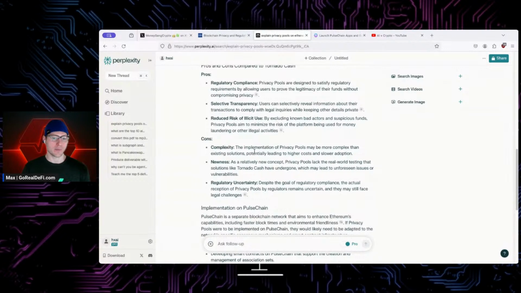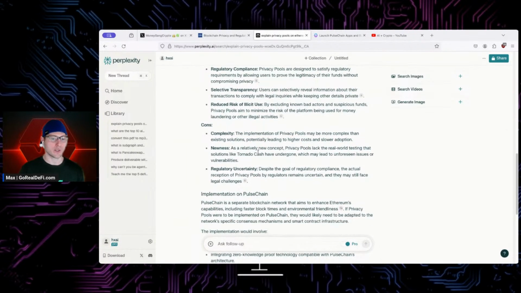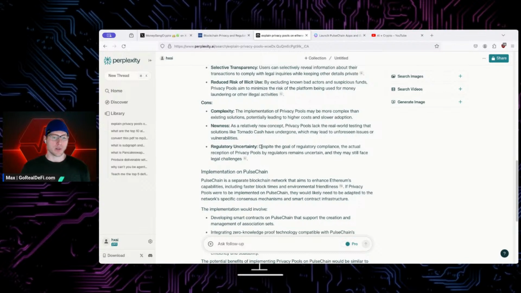Okay, so cons. Complexity: implementation may be more complex than existing solutions. So yeah, probably more complex. Newness: it's a new concept, so it lacks real-world testing, such as years and years of use and people trying to break it, as Tornado Cash has had. And then regulatory uncertainty: despite the goal of having compliance, actual reception remains uncertain. Nobody has okayed this yet. But I think it's much easier to argue a case for this being compliant than if there's just nothing whatsoever, as with Tornado Cash.